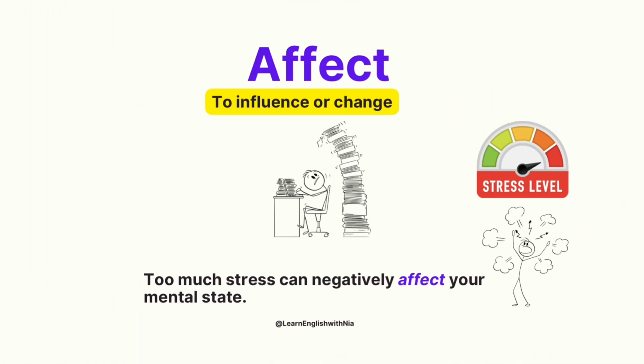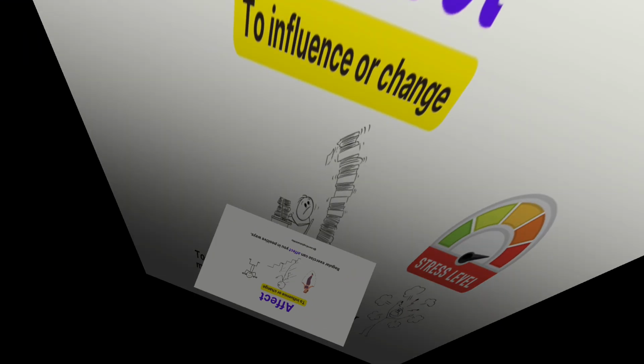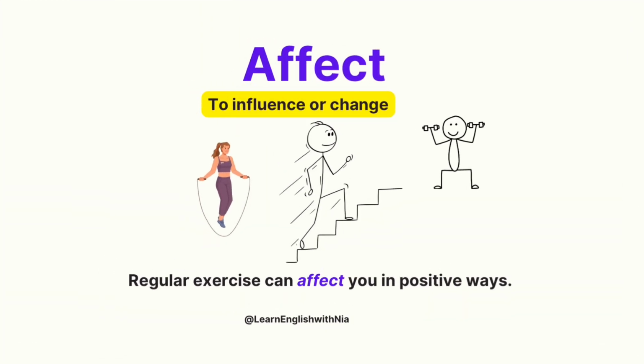Here is an example of how to use affect in a sentence. Too much stress can affect your mental state. That means it can change it or influence it. Here is another example: regular exercise can affect you in positive ways. That means it can bring about positive changes to you.